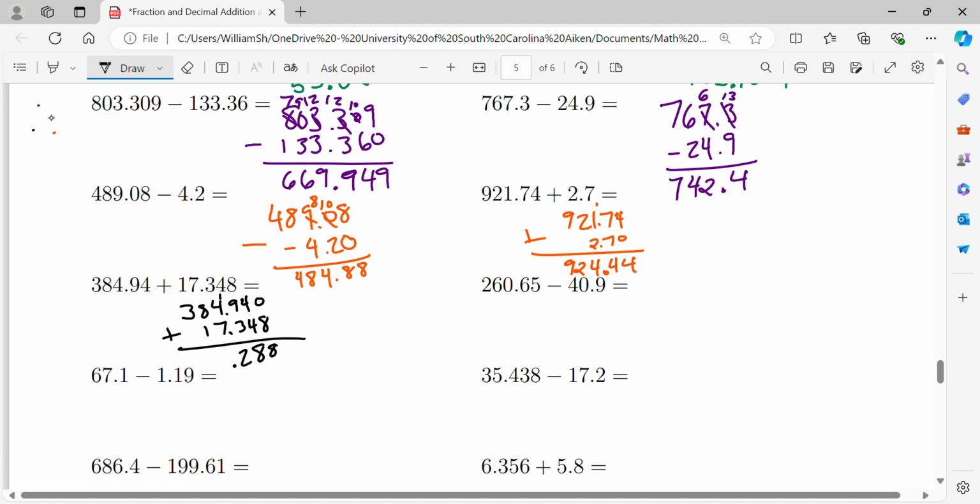7 plus 4 is 11. Plus 1 is 12. Carry your 1. 8 plus 1 is 10. 3 plus 1 is 4. So I'm looking at 402.288. All right.